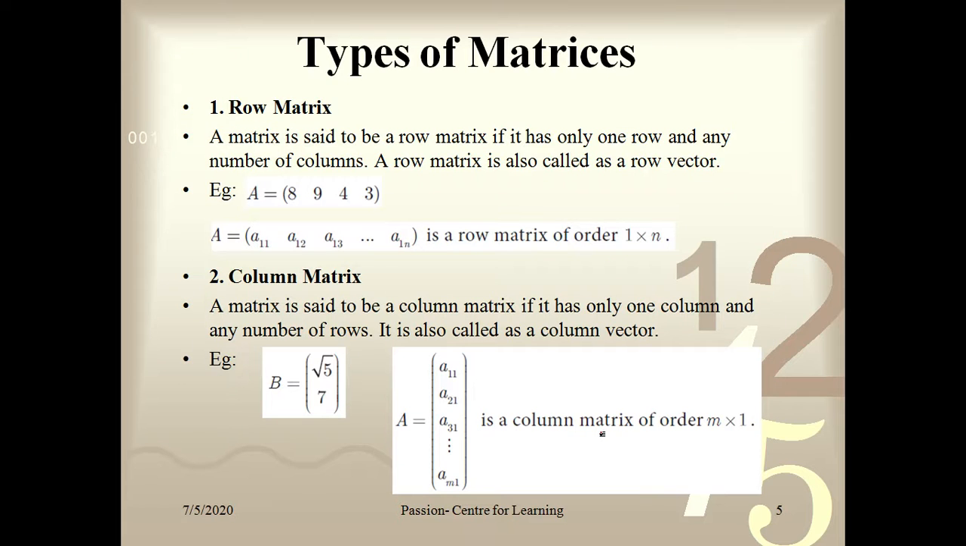Now we are going to see the different types of matrix. This is basic, because we are going to see different types of matrix in this chapter. First is the row matrix.